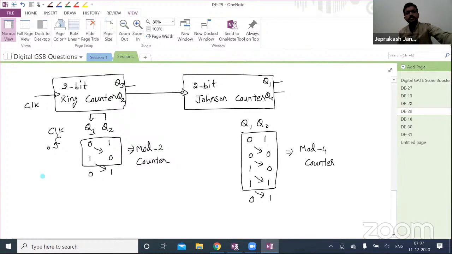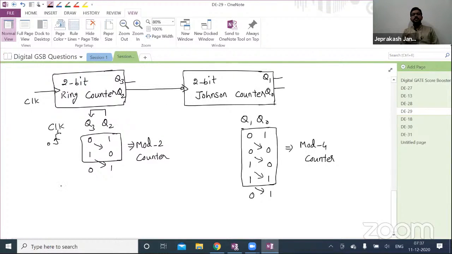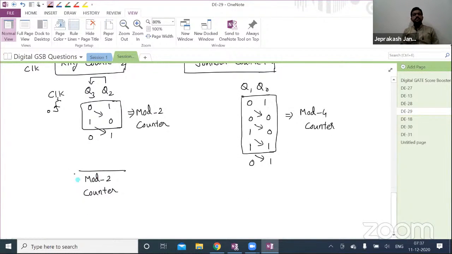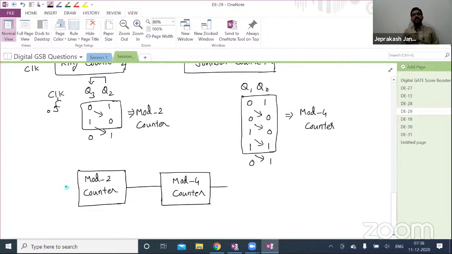Right? So that means this ring counter you can replace with a mod 2 counter, and the second one you can replace with a mod 4 counter. Now tell me, what is the overall modulus of this circuit diagram or block diagram? What will be the overall modulus, the mod value?